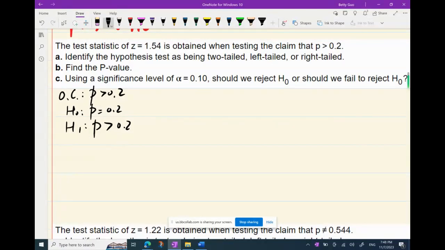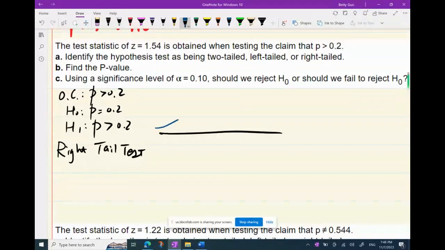Since the null is equal, in this case the original claim has to be the same as the alternative. And then we determine which tail, what type of test, based on the alternative. So the alternative tells us this is a right tail test, right tail z test because of proportion. Then our critical region is going to be in the right tail, z sub alpha. Alpha is 0.1.